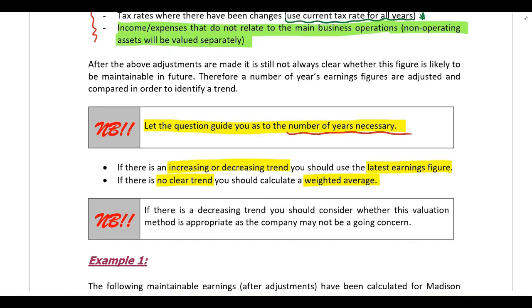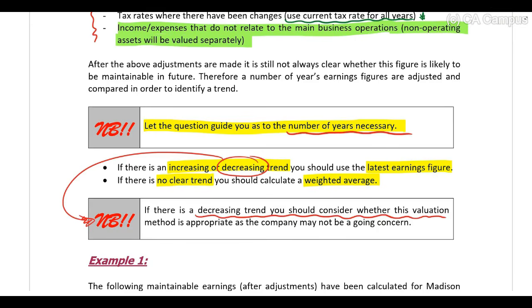Now, please, before we move on, if there is a decreasing trend in earnings, we need to consider whether the company is actually a going concern. Because remember, earnings multiples can only be used as a valuation method where the company is actually a going concern. If the company is not a going concern, then we can't use this valuation method.